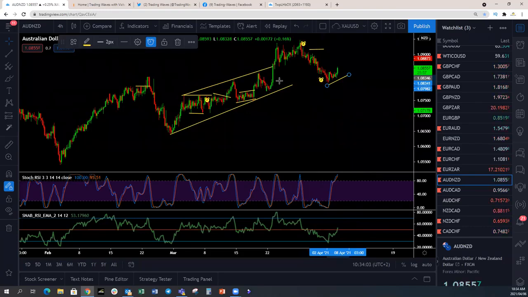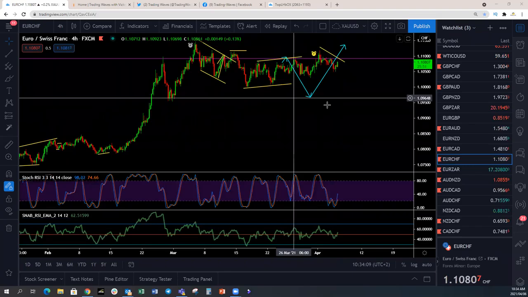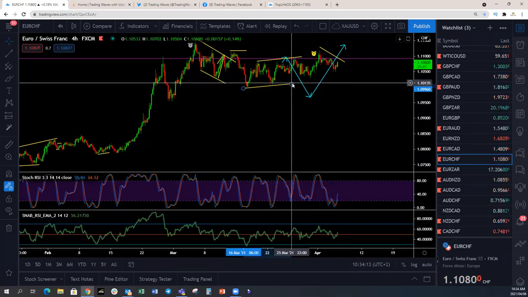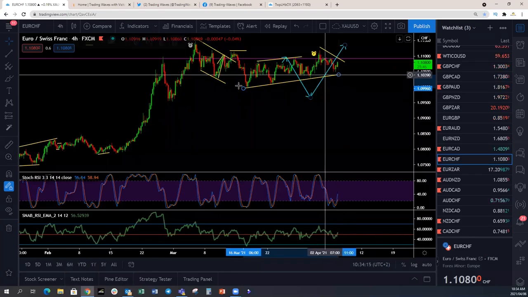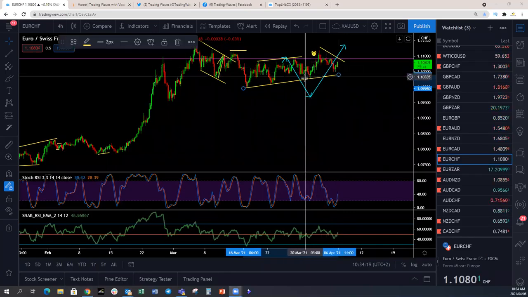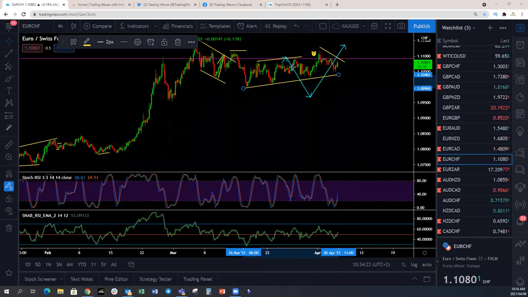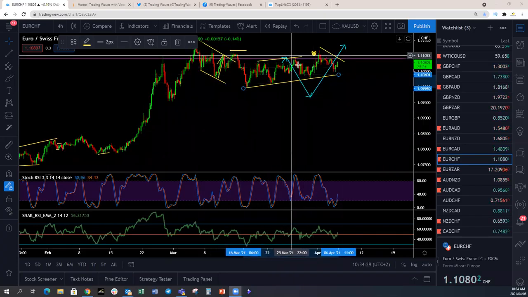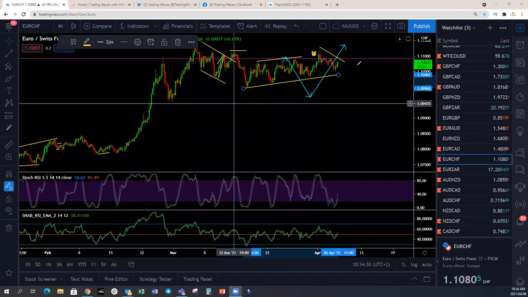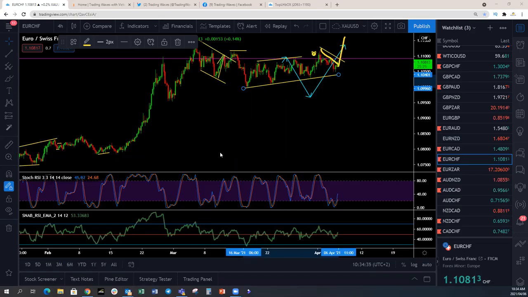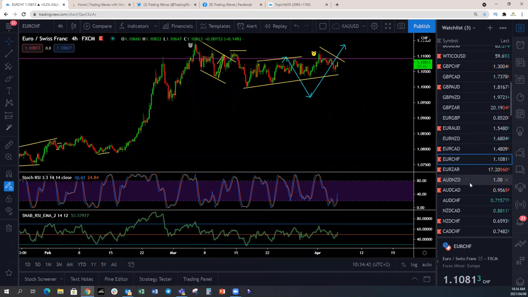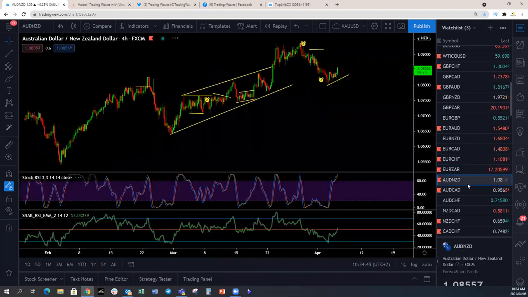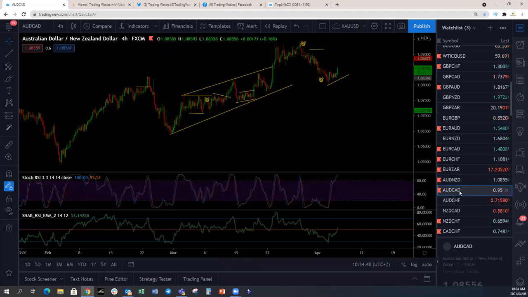Can that not be a leading diagonal? On which pair? On Euro Swiss. It's possible, very possible. Can very well, yes, be a leading diagonal. So we're looking for this to break up higher. We are at the bottom, about 50. That's where we want to see that. Aussie, we'll expect it to continue lower.